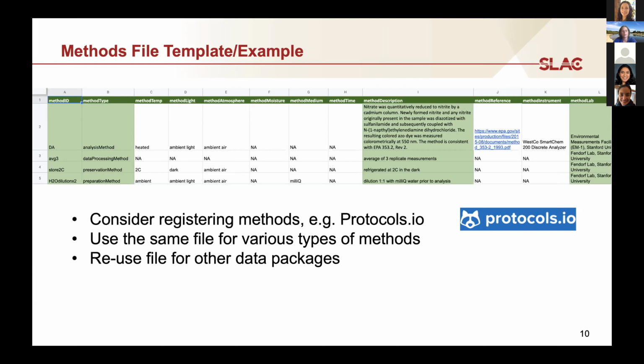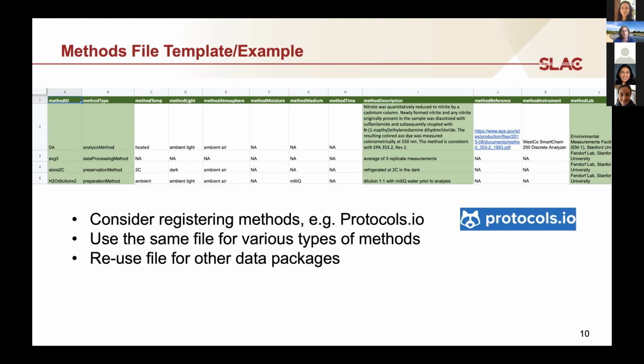And so, like I said, you could consider registering your methods. There is, for example, protocols.io, where you can get DOIs for your methods, or you can register them any other way where you get unique and persistent identifiers, or you can just make up your own method IDs, as I've done in this example here.